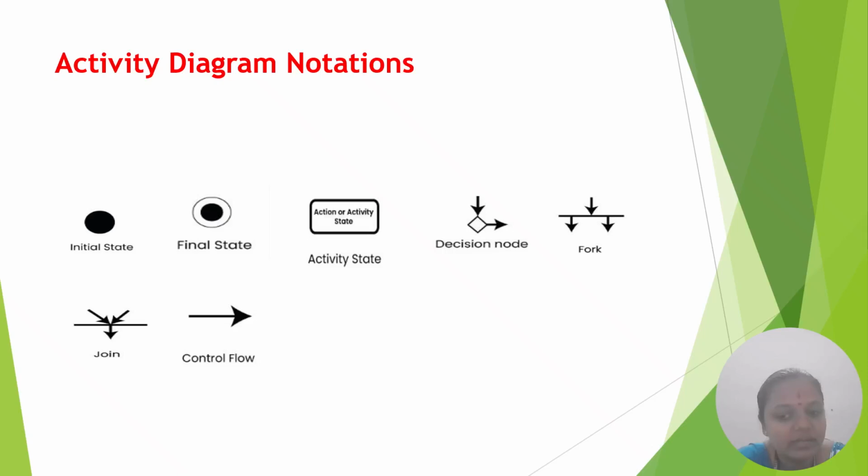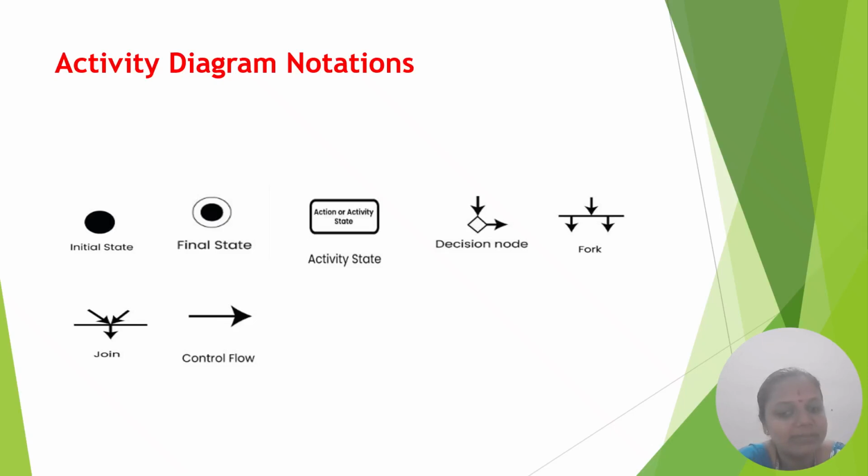This helps to maintain proper coordination between different parts of the system. It ensures that no step is skipped and that the next activity only begins when all the required previous activities are done. Final one is control flow.